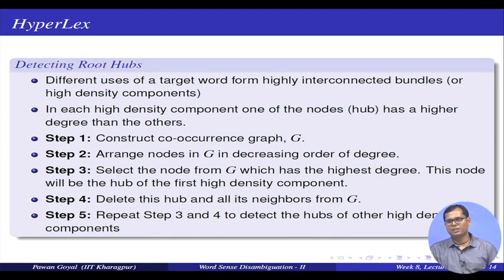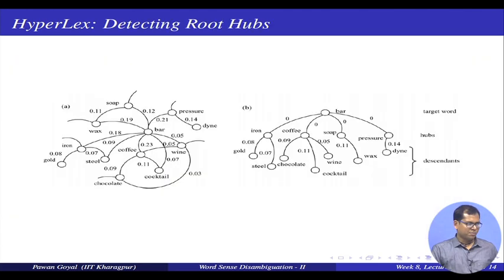So let us try to see this algorithm on a simple example. So here what do you have? You have the word bar, that is the central word, and I want to detect what are its different senses. So what we have done, we have first tried to construct the co-occurrence graph. So what you are seeing is a co-occurrence graph that tells what is the strength of association between two words. Okay.